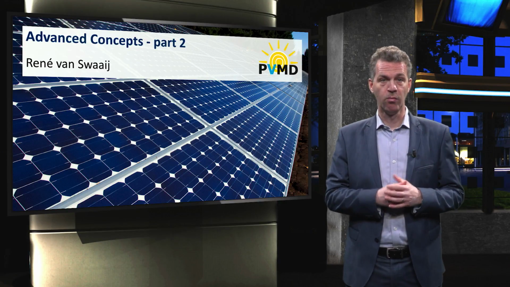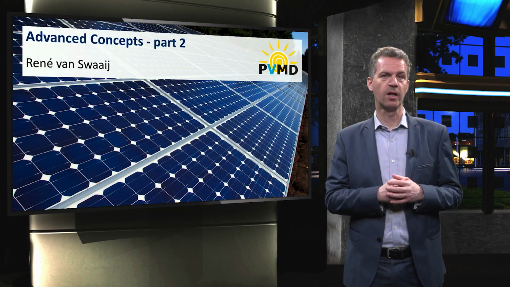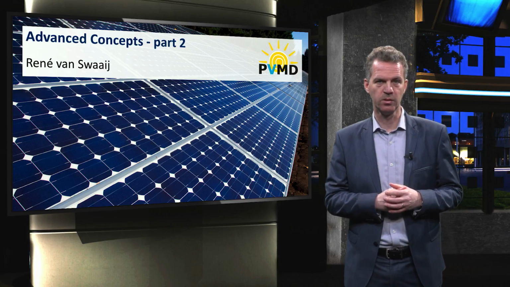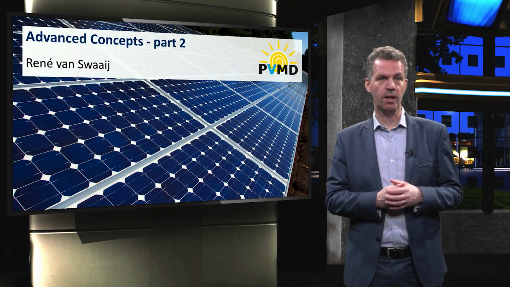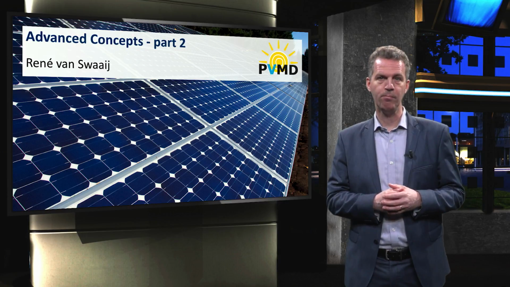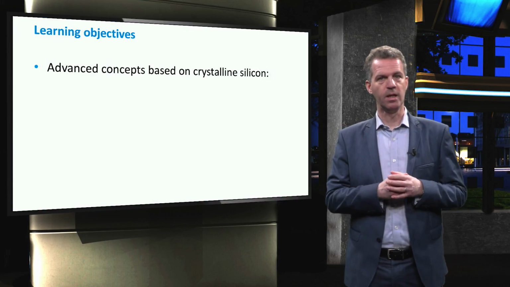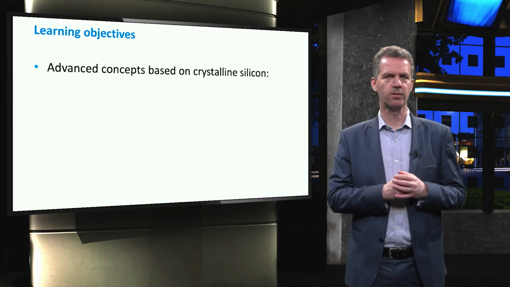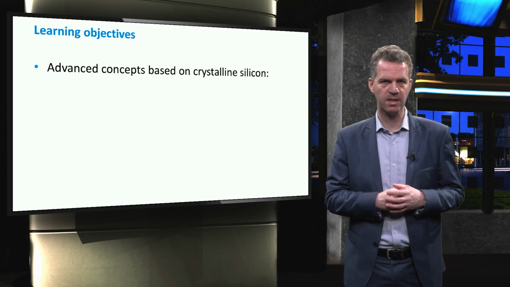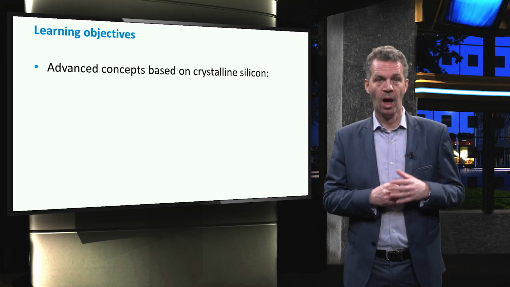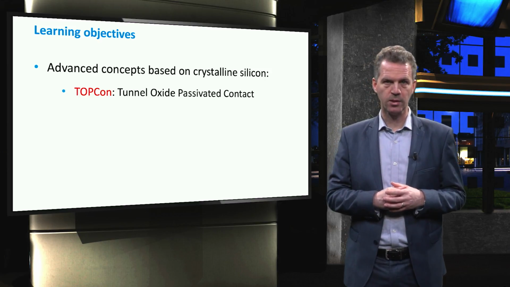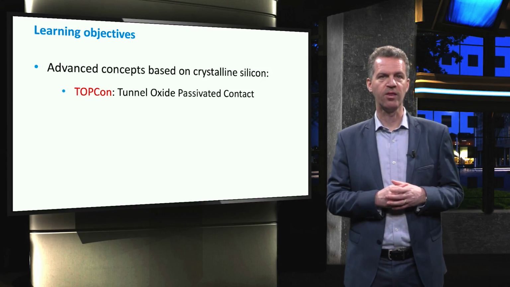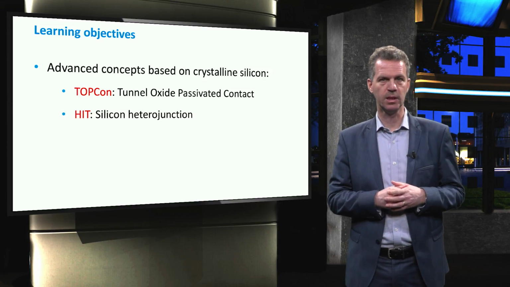So far we have shown 3 advanced solar cell concepts based on the design considerations we discussed in this course. We have discussed the passivated emitter concepts PERC, PERL and PERT. In this video we will show 2 solar cell technologies that focus on surface passivations in a different way. These technologies are the tunnel oxide passivator contact or TOPCon and the silicon heterojunction technology or HIT.